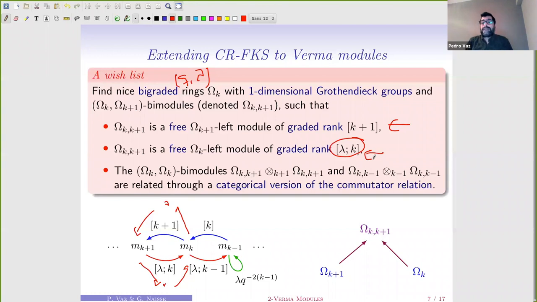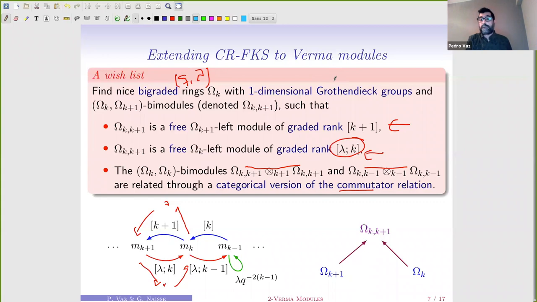Moreover, we want SL2, right? So these guys would play the role of E and F, and you want them to satisfy some version of the commutator relation, which we know cannot be a direct sum decomposition, as I showed you before. Okay, so let's do something more precise. Let's answer this wish list.